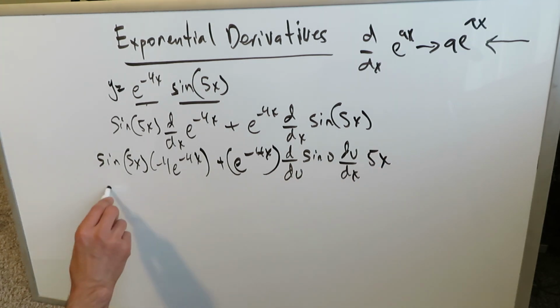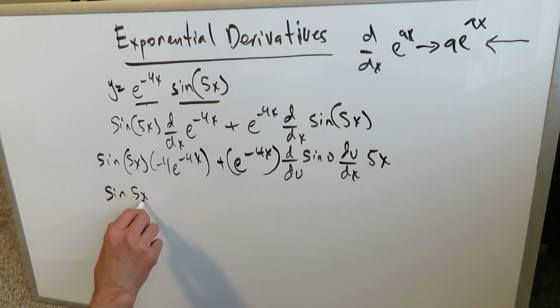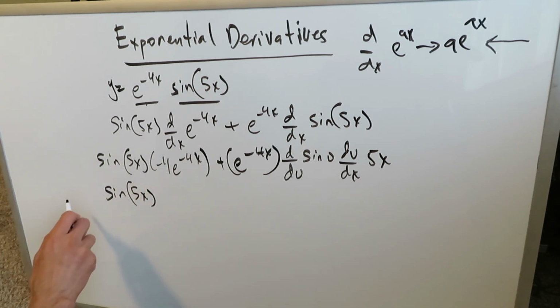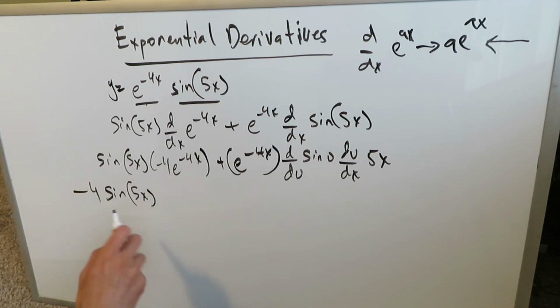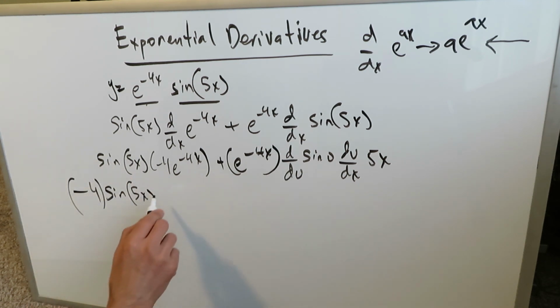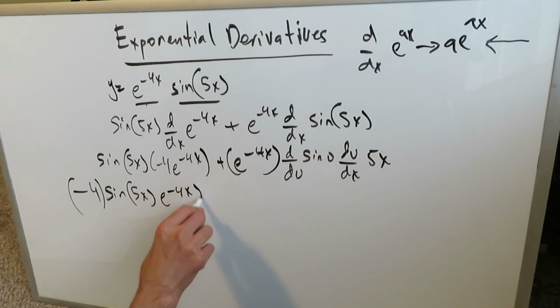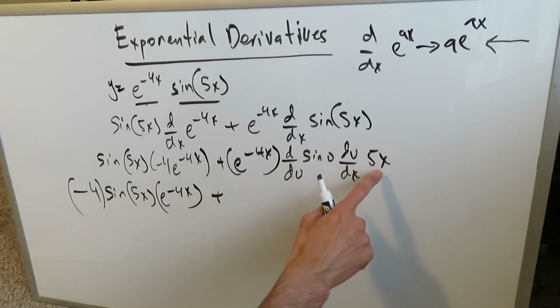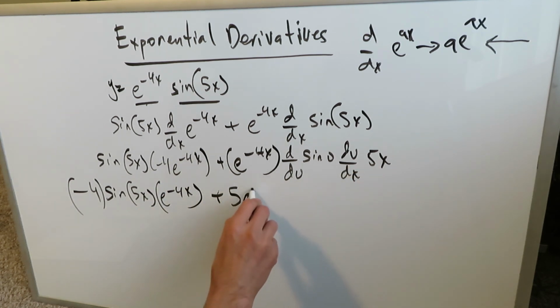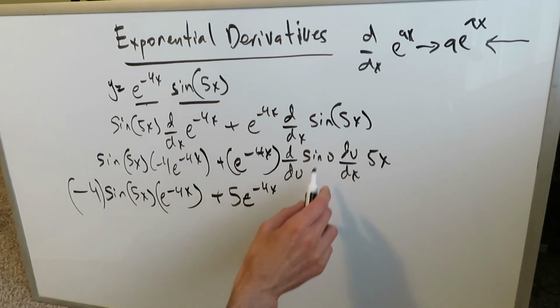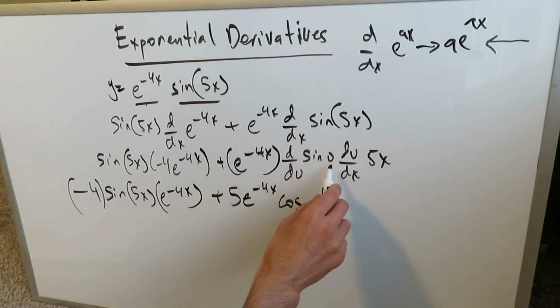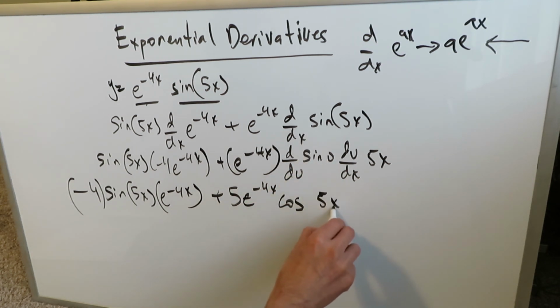Look over here, sine 5x. I'm bringing this minus out here at the very beginning with the minus 4. See, minus 4, I'm bringing it out here. You can do that. e to the minus 4x plus 5 e to the minus 4x. The derivative of sine u is cosine, and the u was 5x, so cosine 5x.